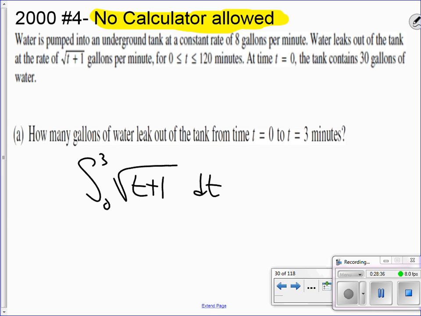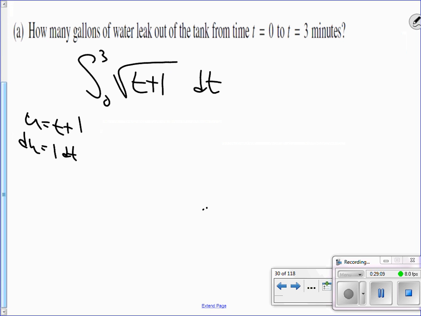So it's a little baby u-substitution problem. It's not bad though. Because think about it, if you let u equal t plus 1, du is just going to be 1 dt, right? You don't need to put anything in there. So you're integrating the square root of u du. I'm not going to write the limits of integration, or else I have to switch those also.